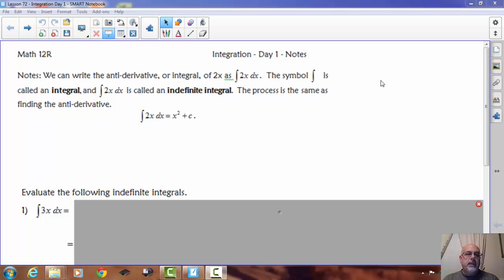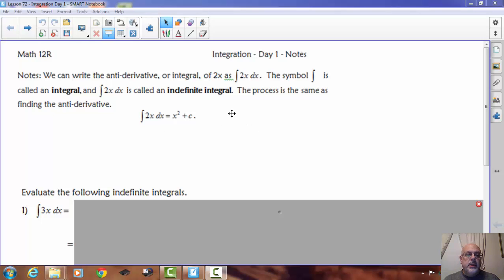So we're going to talk about writing the antiderivative or the integral of 2x, and we're going to write it with this funny little sign here. We're going to say integral of 2x dx, right? That little symbol is called an integral. And this is an indefinite integral because there are no numbers here for upper and lower limits. You'll see that a little later on. This integral sign will have numbers above and below, and we'll see how to handle those.